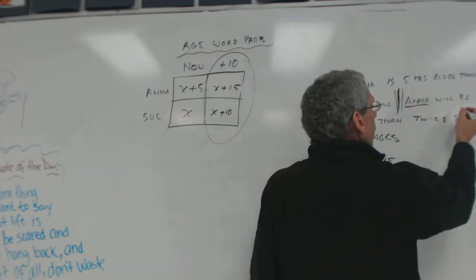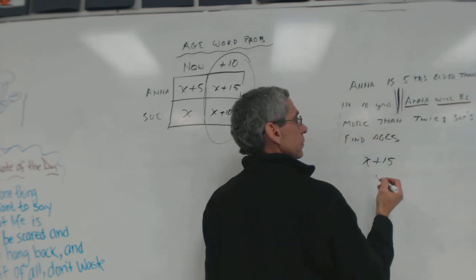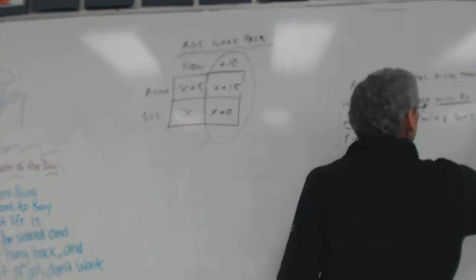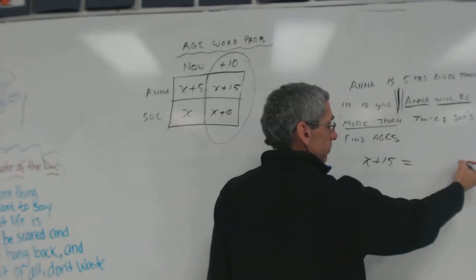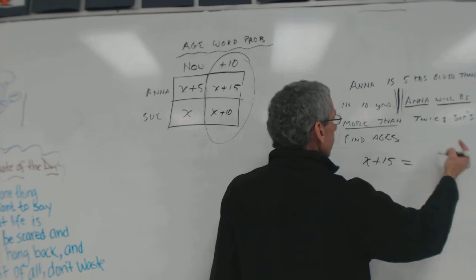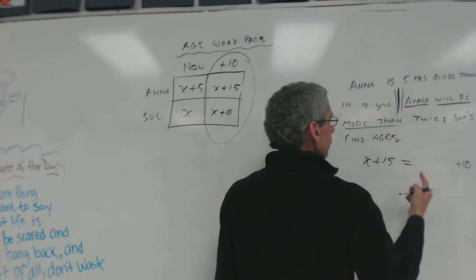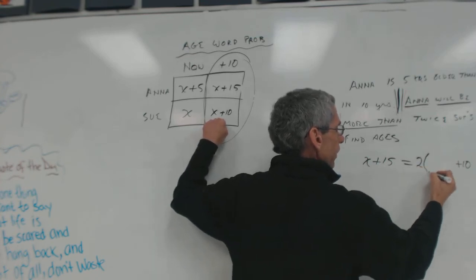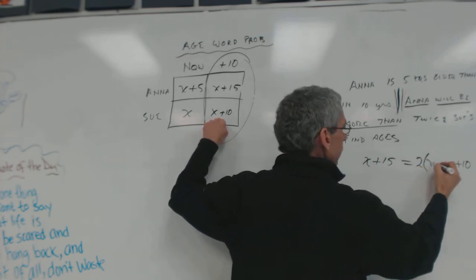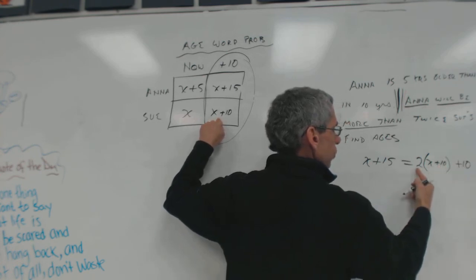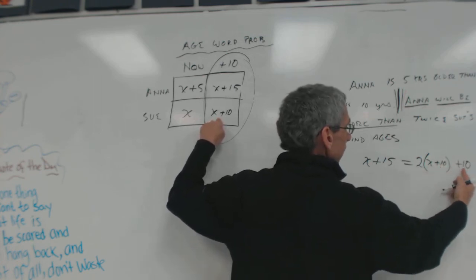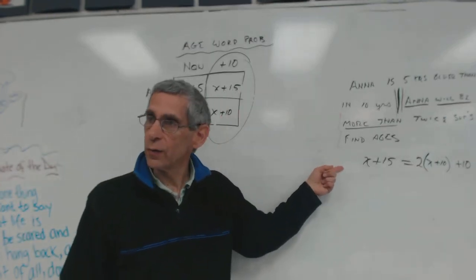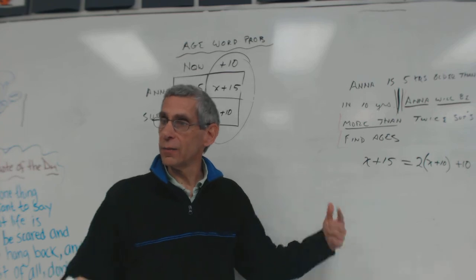will be. So I did my Anna. What about my will be? Equals. 10 years more than, off to the right, plus 10. Okay, more than twice Sue's age. Here's Sue's age. How do I put twice? 2 parentheses. X plus 10. This is twice Sue's age. All right? Now I have my equation. I'm not done, but that's my equation. And then I solve for x, and then I get my answer.